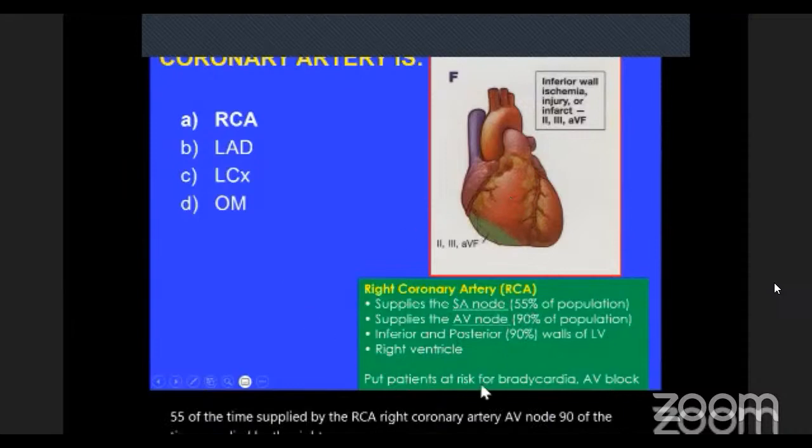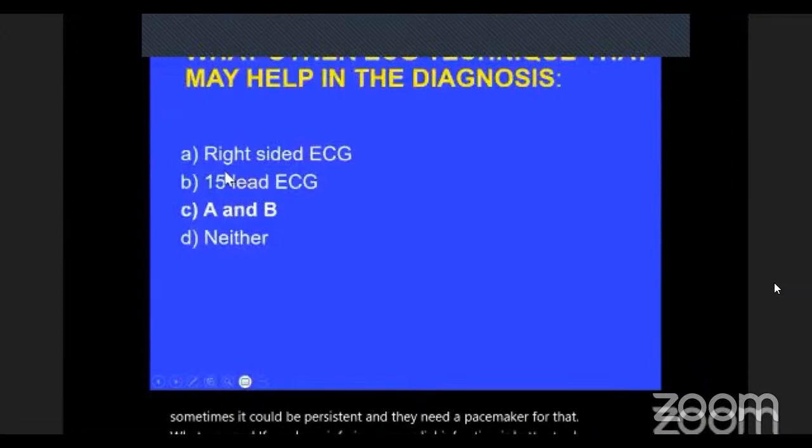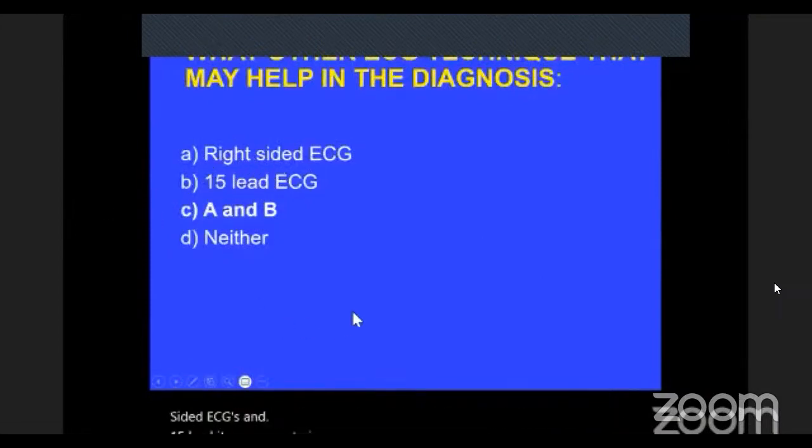So with inferior myocardial infarction, we may have first, second, or third degree AV block. Usually it's transient, but sometimes it could be persistent, and then we need a pacemaker for that. What we need if you have inferior myocardial infarction is better to do right-sided ECGs and a 15 lead, meaning posterior and right-sided ECG leads.